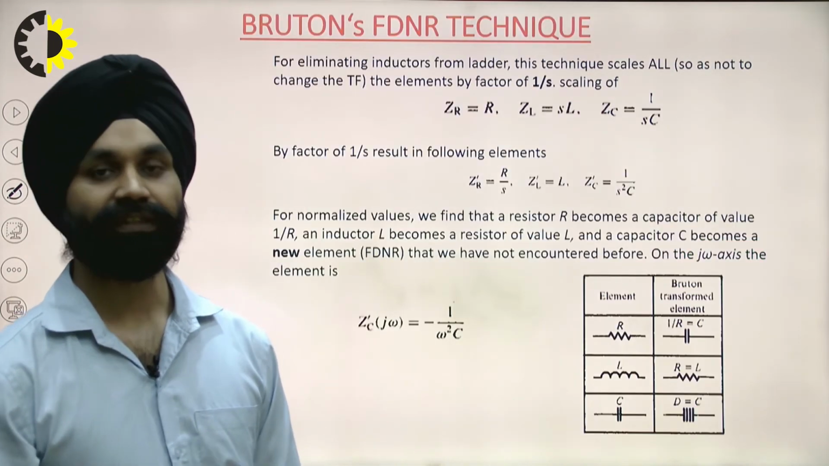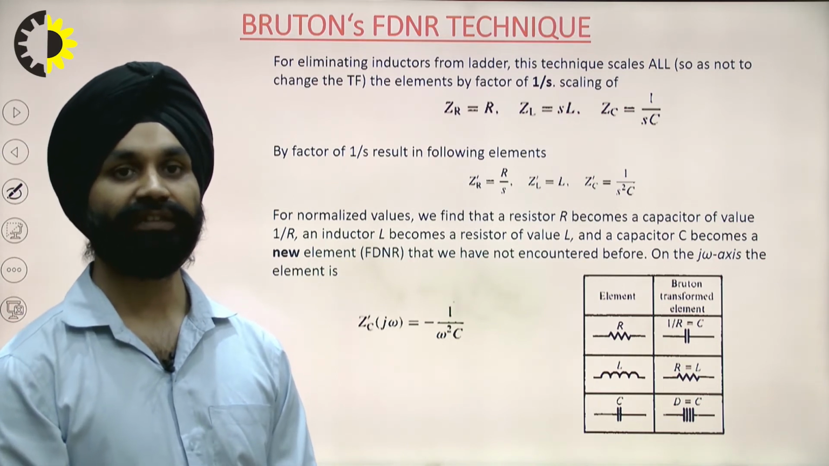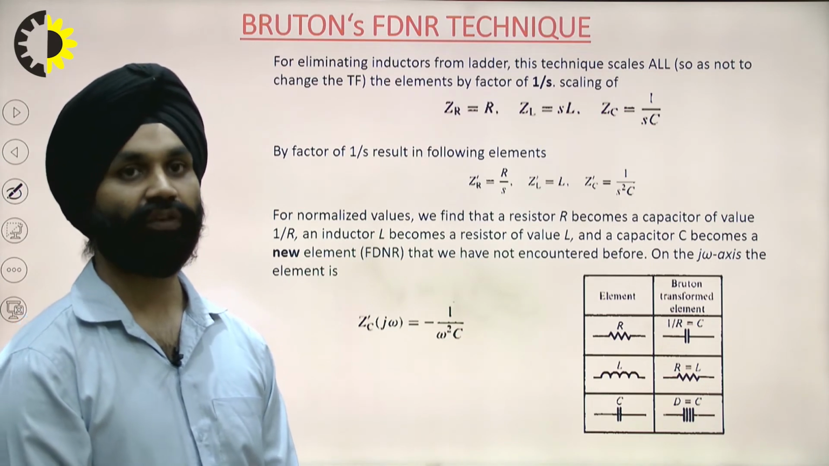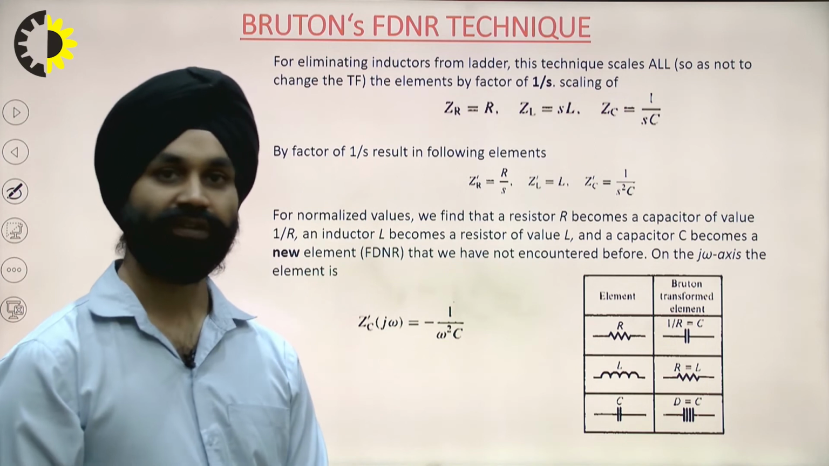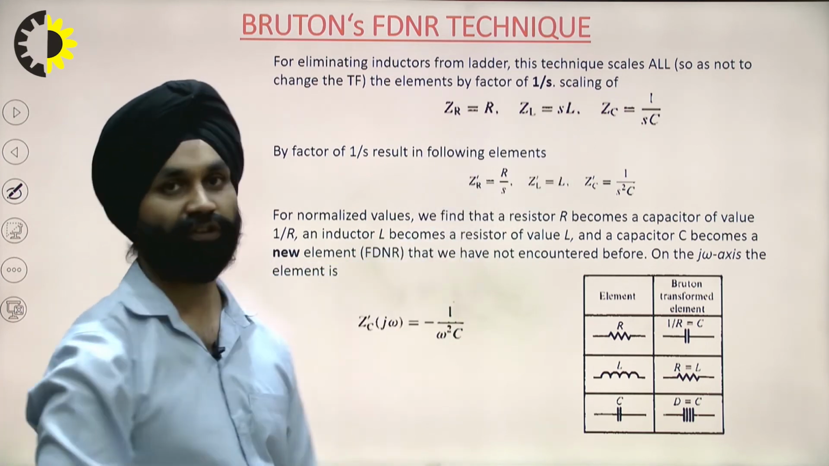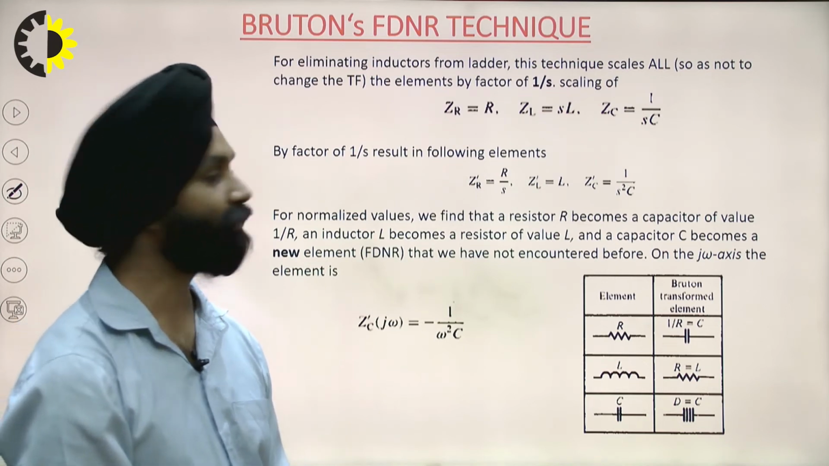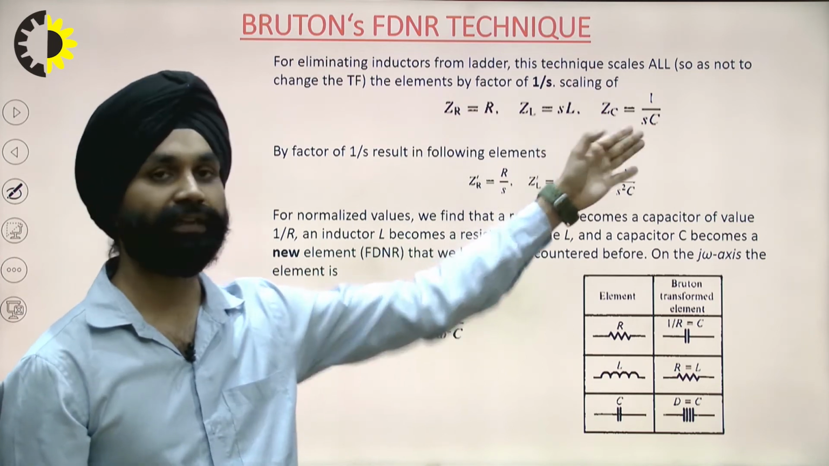Another technique is Bruton's FDNR technique. Now FDNR is a frequency dependent negative resistance. For this technique, first of all, we know the general equations of resistance, inductor and capacitor. The resistance can be taken as R, L can be taken as SL, and C can be taken as 1 by SC.